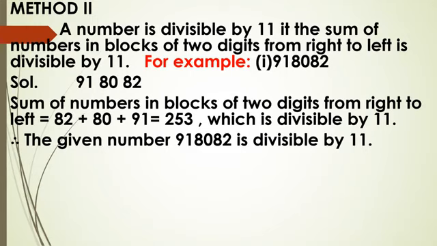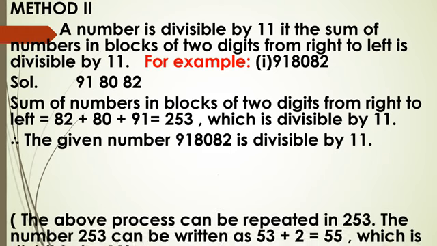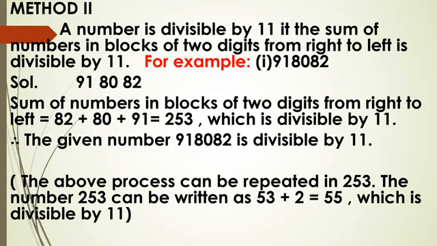And if you don't know whether 253 is divisible or not, then you repeat the same procedure again. Starting from the right side, make a pair of two digits, which makes 53. Now only 2 is left. So 53 plus 2 is 55. 55 is divisible by 11, so the number is also divisible by 11.